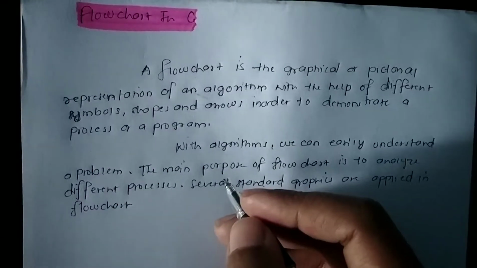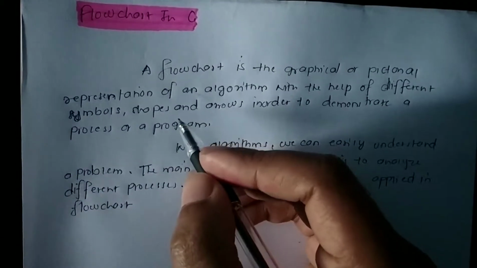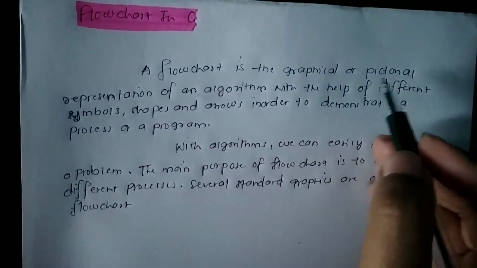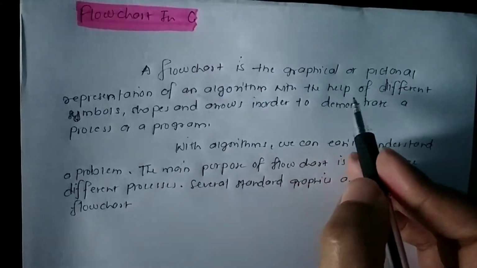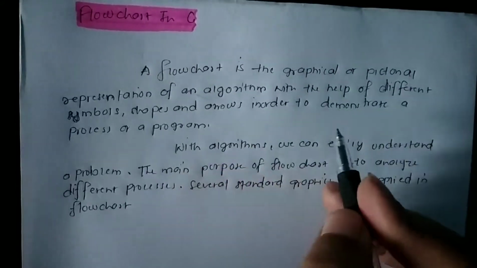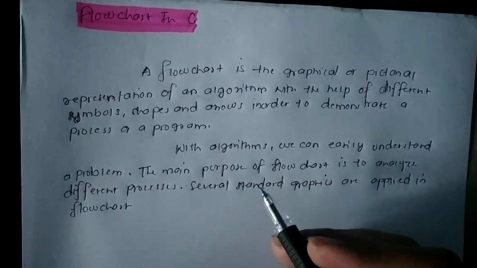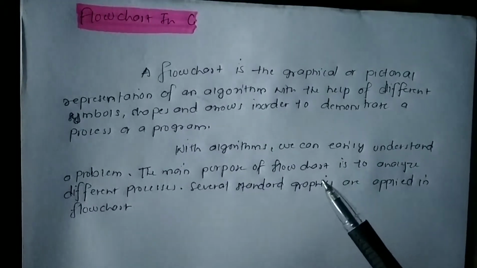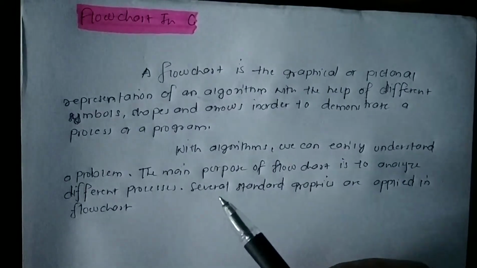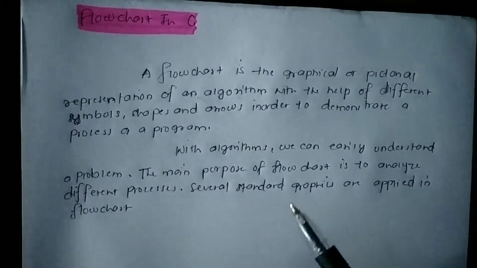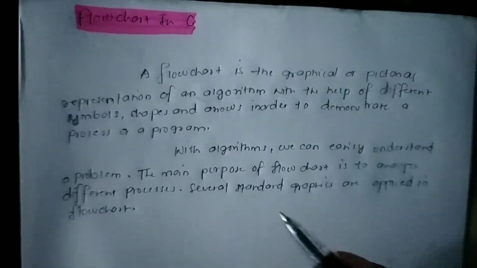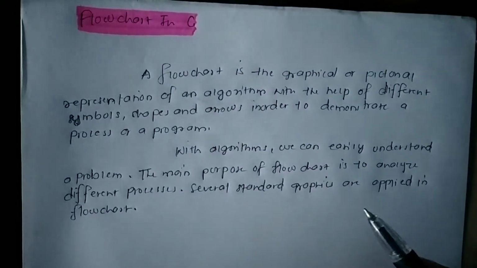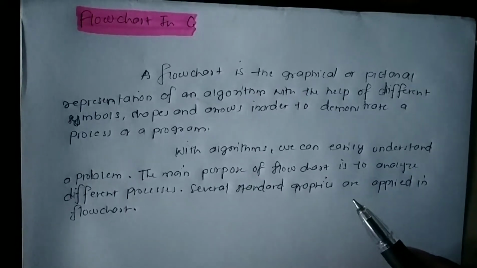So let us see the flowchart in C programming. We can define a flowchart. A flowchart is the graphical or pictorial representation of an algorithm with the help of different symbols, shapes and arrows in order to demonstrate a process or a program. With algorithms, we can easily understand a problem. The main purpose of the flowchart is to analyze different processes. Several standard graphics are applied in flowchart. For easy understanding of an algorithm, and for the processes, we generally use the flowchart.